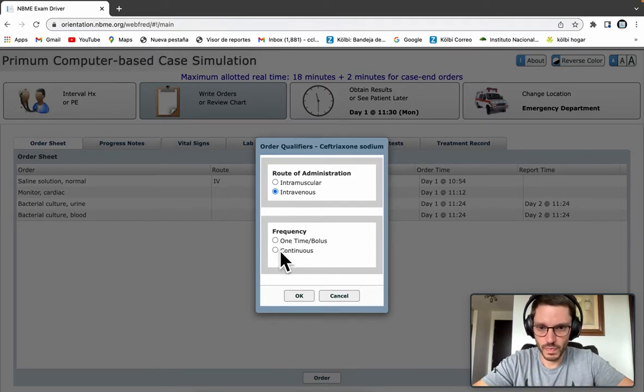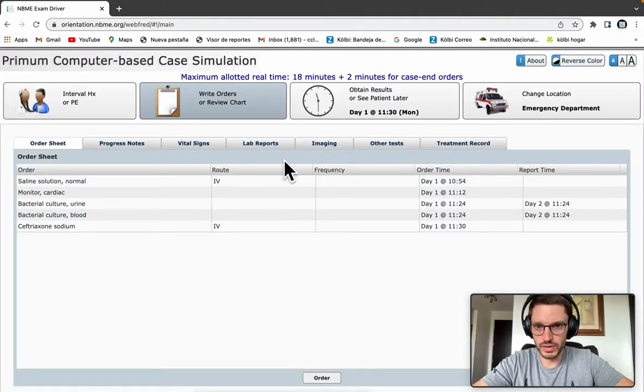IV, one-time bolus continues. We want that on several occasions. We also could help her out with some, we gave her fluids, but she's still hypotensive, and should we intubate her? She wasn't oriented to time, place, and all that.